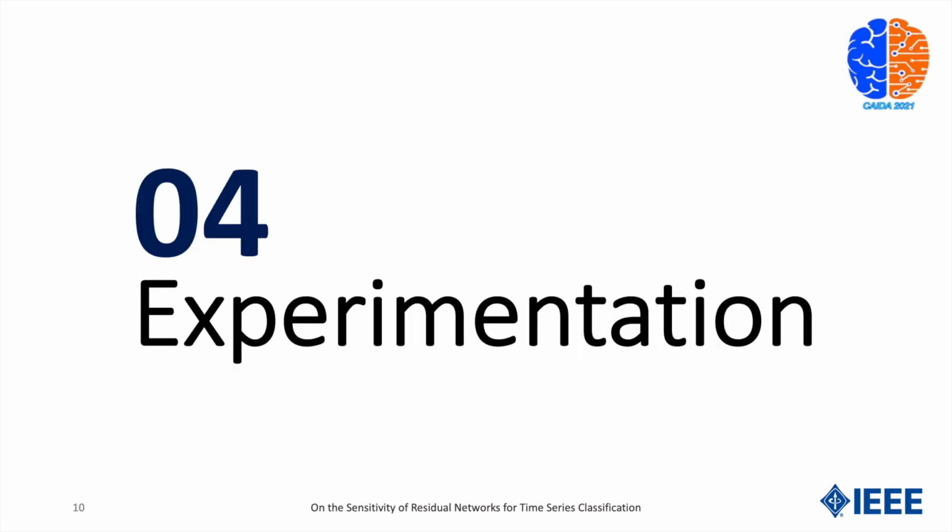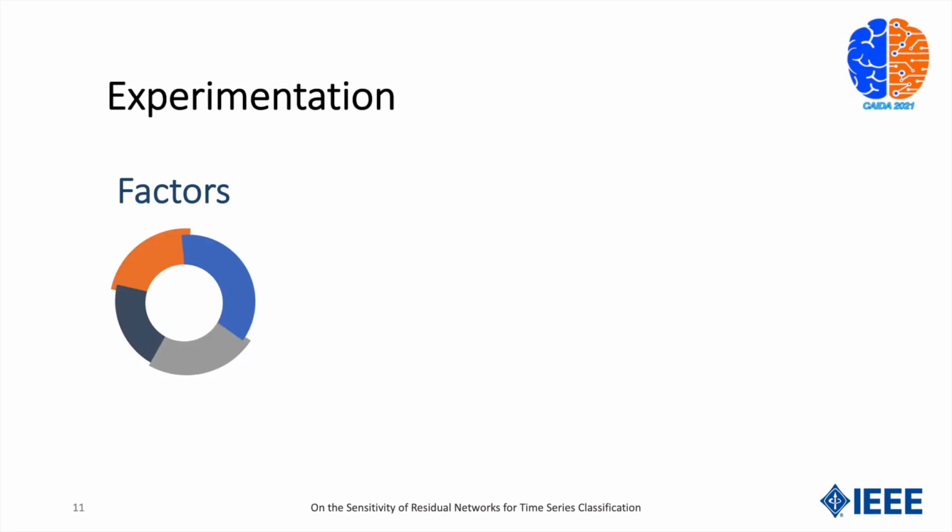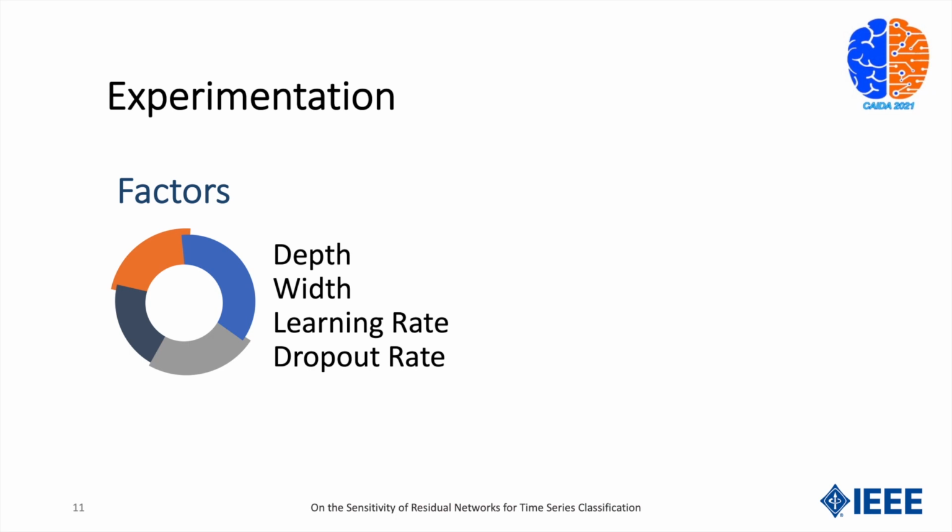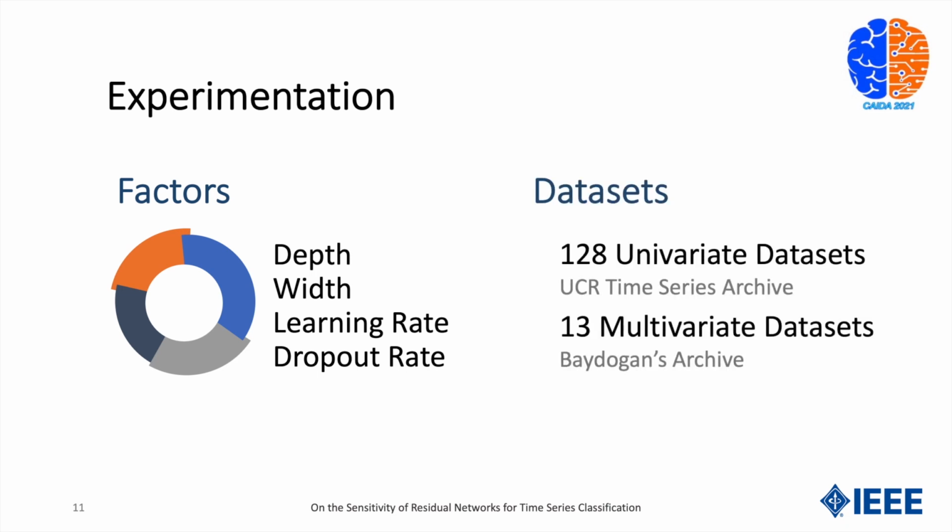Moving to the experiment, 4 factors have been analyzed. Those are the depth of the architecture, defined here by the number of blocks, and the width of the model, that is, the filter size at convolution layers. Both dropout and learning rates have also been applied in different values. A fractional factorial design of 2 to the power of k has been applied to trace the impact of these factors' variance. Two types of data were considered, univariate and multivariate time series, almost 140 datasets.